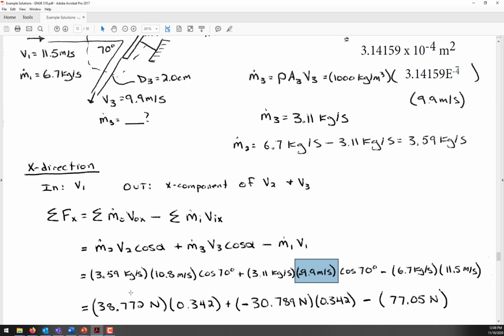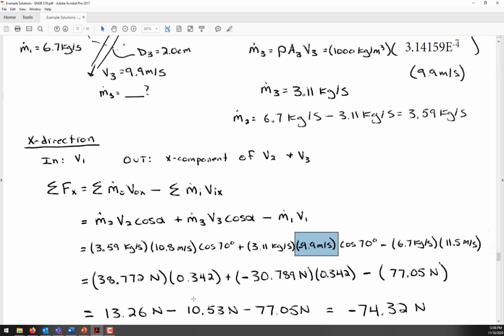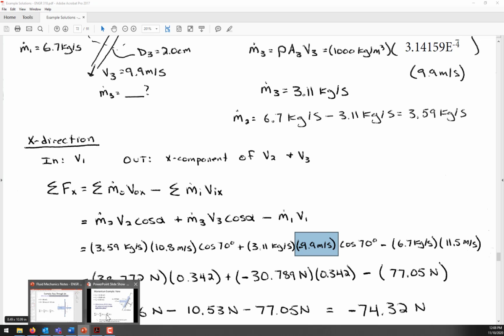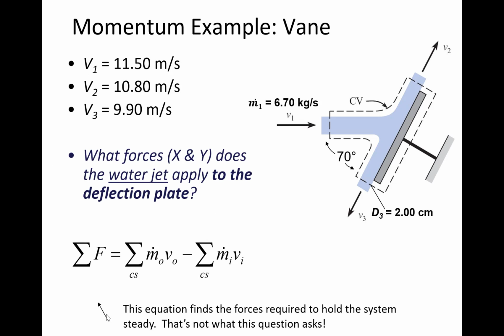So you can see below that I'm just combining terms together, where I'm finding the force after multiplying the mass flow rate and the velocity together, and then the component of that force that's acting in the x direction. And so it's negative 74.32 newtons that would be the force required to hold the system steady. So based on what's happening, that jet is applying a force such that the external force required to hold this deflection plate steady, we would need to push to the left to hold it steady.